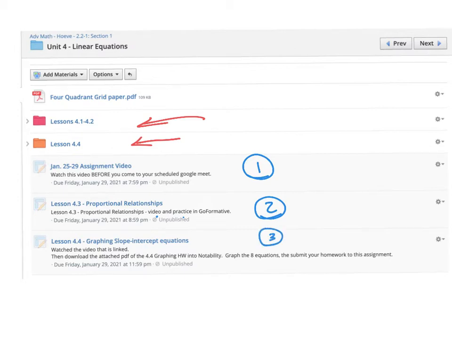And lesson 3 is a continuation of lesson 4.4. We've talked about slope-intercept form being y equals mx plus b, m being the slope, b being the y-intercept. But now you are going to graph it. You're going to take that information and you are going to graph the slope-intercept form.